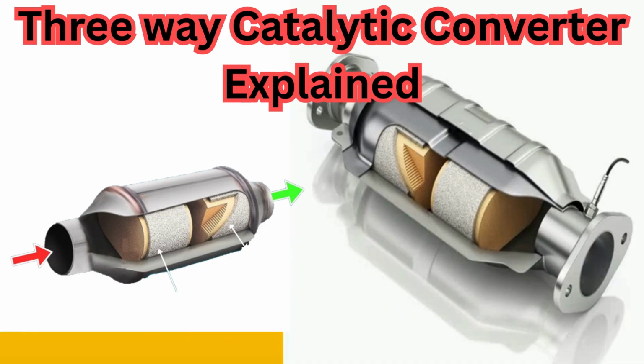If you see where this three-way catalytic converter is used, it's in petrol engines to deal with the toxic gases that come out in the exhaust, such as hydrocarbons, nitrogen oxides, and carbon monoxide. This three-way catalytic converter is used specifically to reduce these three gases, okay?